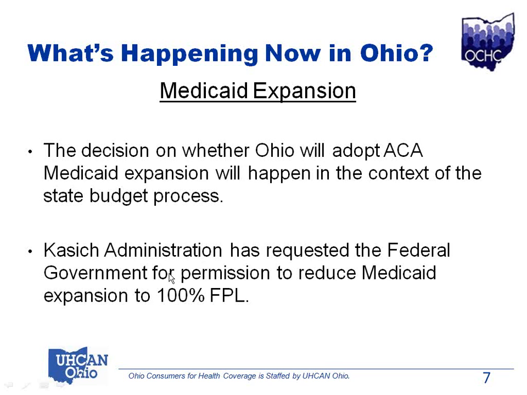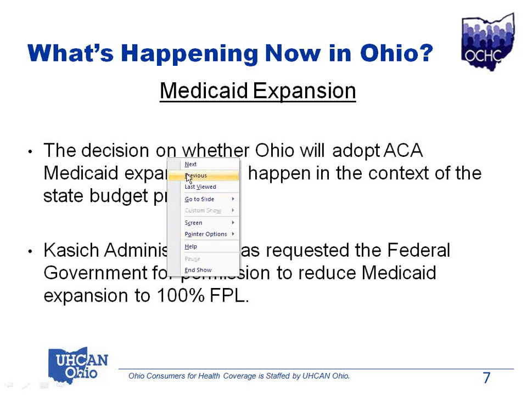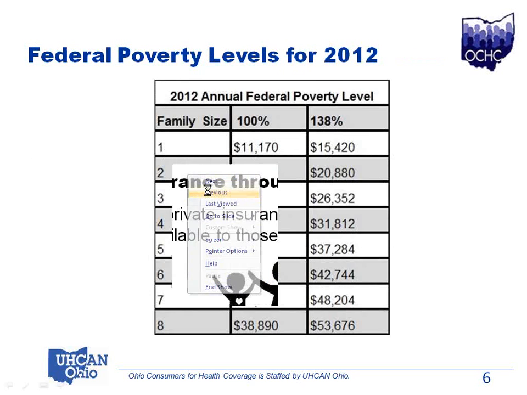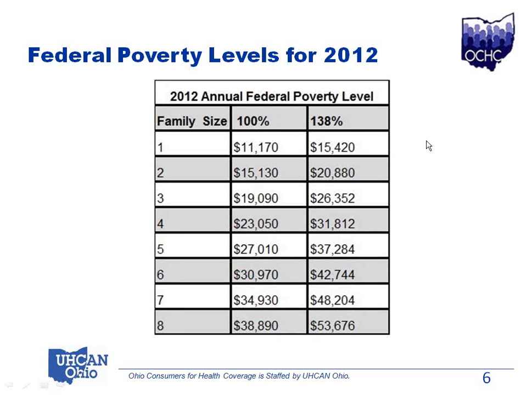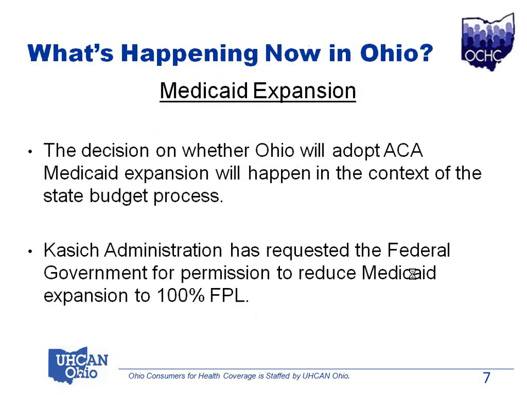With respect to the other way that people will get coverage, it is by having their coverage through the exchange. There will be a choice of private insurance plans with financial help available to those who qualify, and we'll talk a little bit more about that as we move on. Just so you know, we'll be talking about certain levels of federal poverty level where people can get assistance. And so we talked about 100% and 138%, and you can see that the difference there is really considerable. Looking just at a family of three, the difference between $19,000 or $26,000 a year in income determines whether they're going to be able to get Medicaid or not.